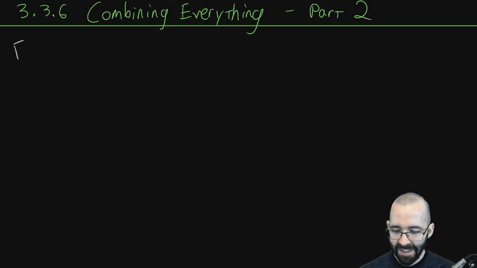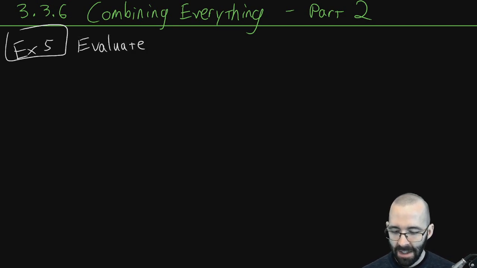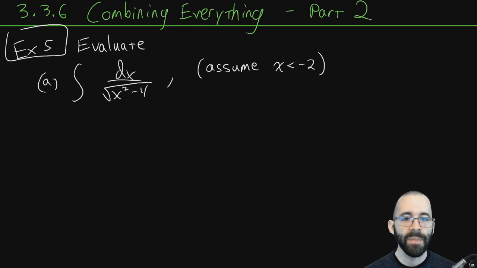Start with example 5. That's the whole video. Two parts. Evaluate the antiderivative of dx over the square root of x squared minus 4. That looks easy. And we're going to assume that x is strictly less than -2. Huh. Why are we doing such an easy problem, Jason?